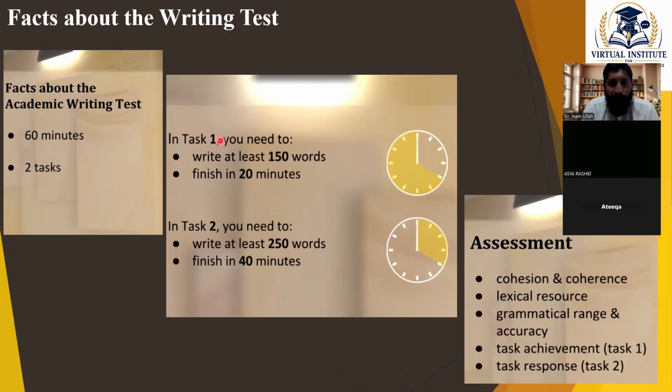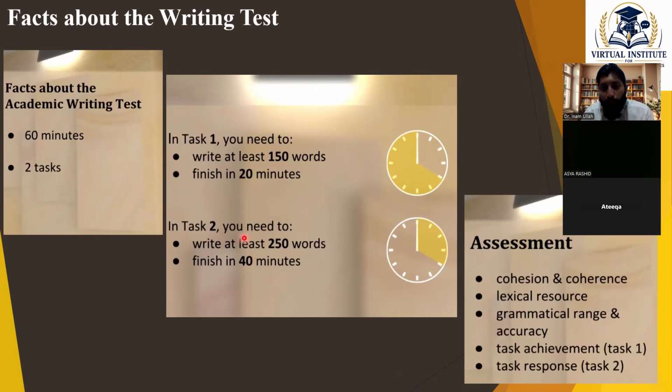Now, in task one, you will need to write at least 150 words about a visual, right? And you will have to finish task one in 20 minutes. Although there is no restriction, you can take more time than 20 minutes. But if you take more time, then it is very probable that you may not attempt your writing task two well, right? So this is why we have divided these two tasks into 20 minutes and 40 minutes duration.